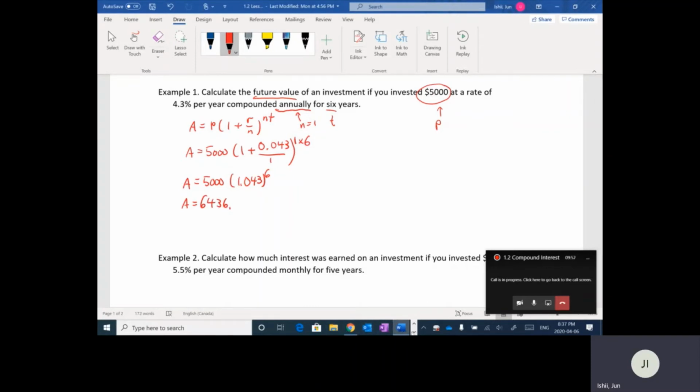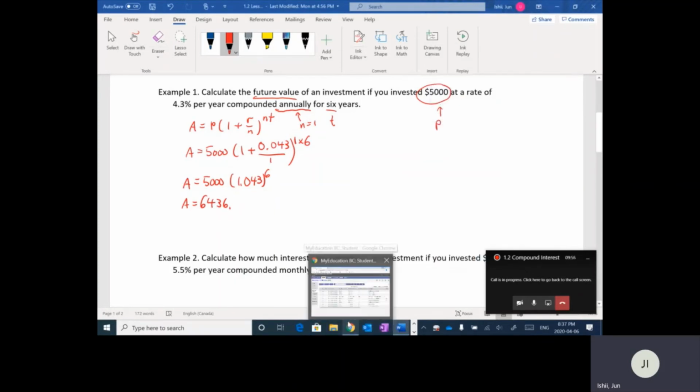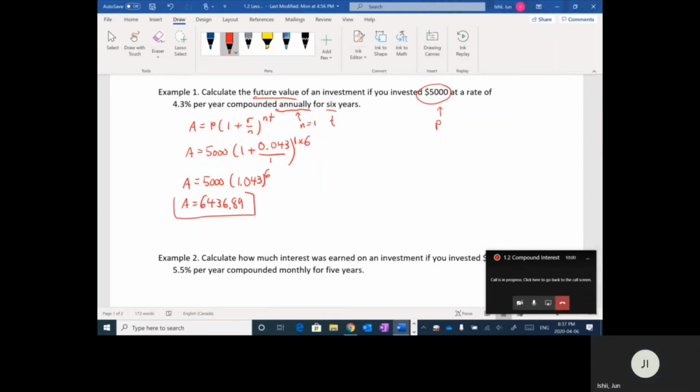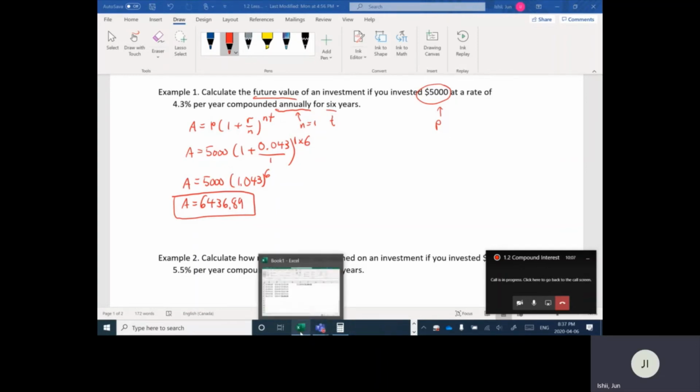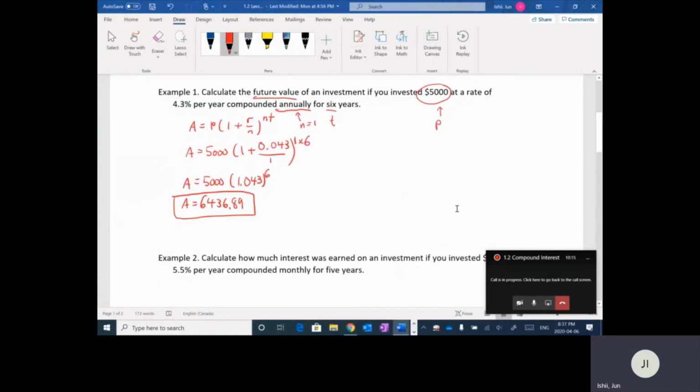Let me just get that calculator back up. Yeah, 89 cents. So there's my answer. Let me compare it to what we got on that chart because I used the exact same numbers. There you go, 6,436.89. That's the same answer. So that's just using the formula.